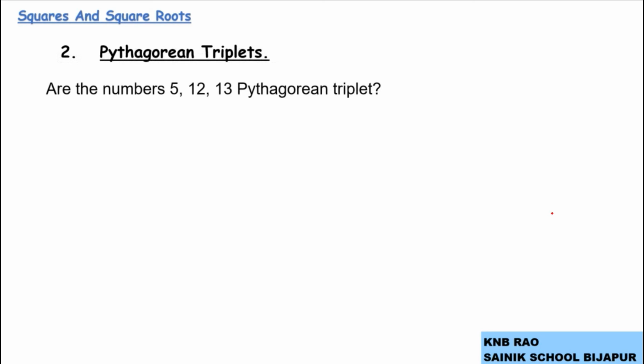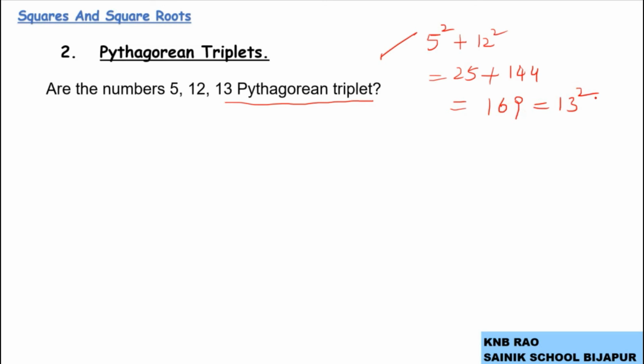are the numbers 5 is to 12 is to 13 a Pythagorean triplet? Now you are asked to check. If I want to check, how should I do? I simply take the sum of squares of the smaller two. 5 square is 25, 12 square is 144, and their sum is 169, and it can be written as 13 square. Therefore, your answer must be yes.